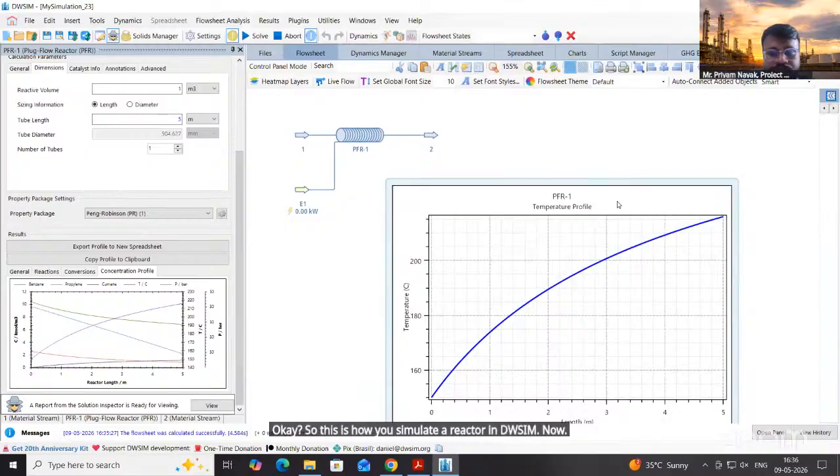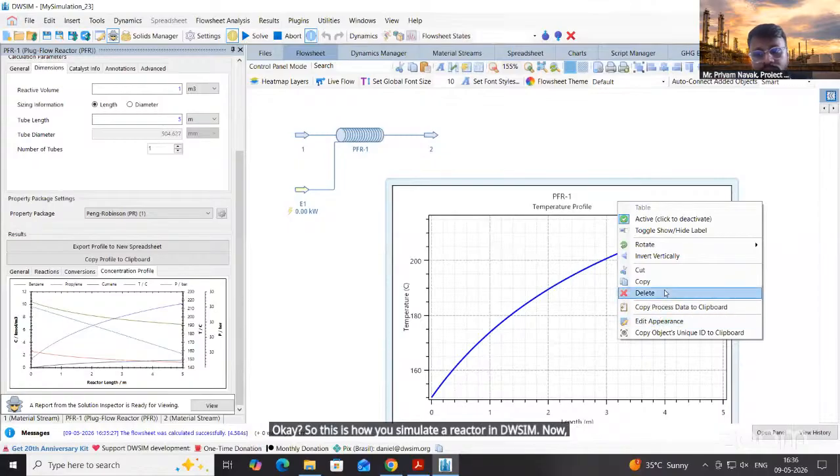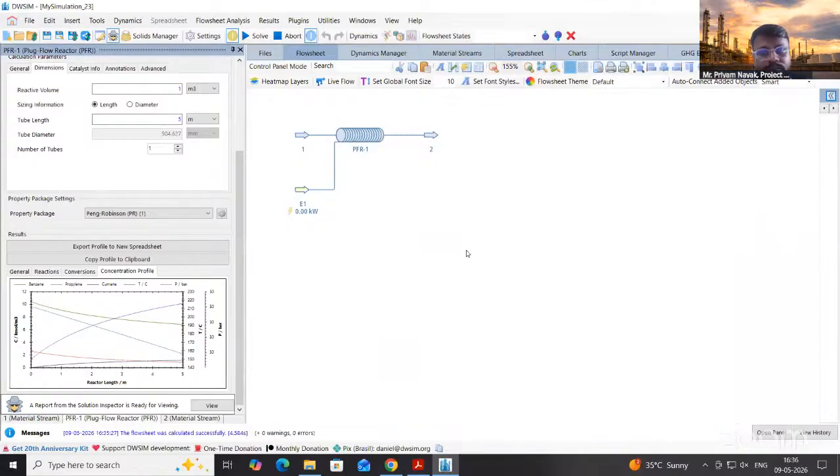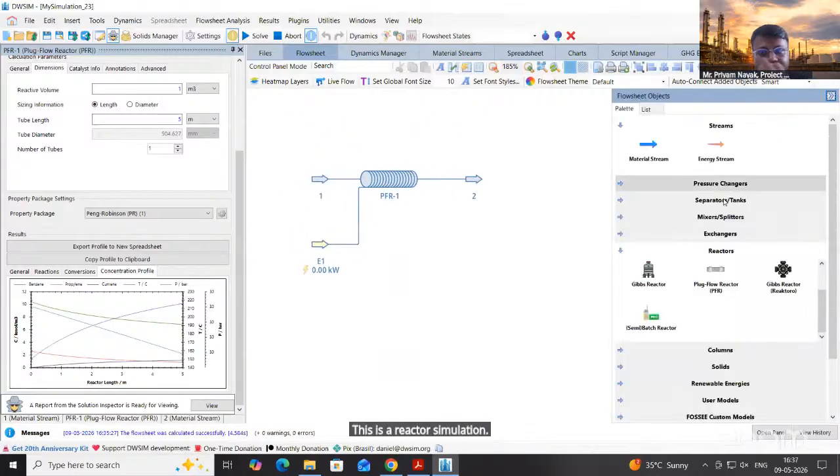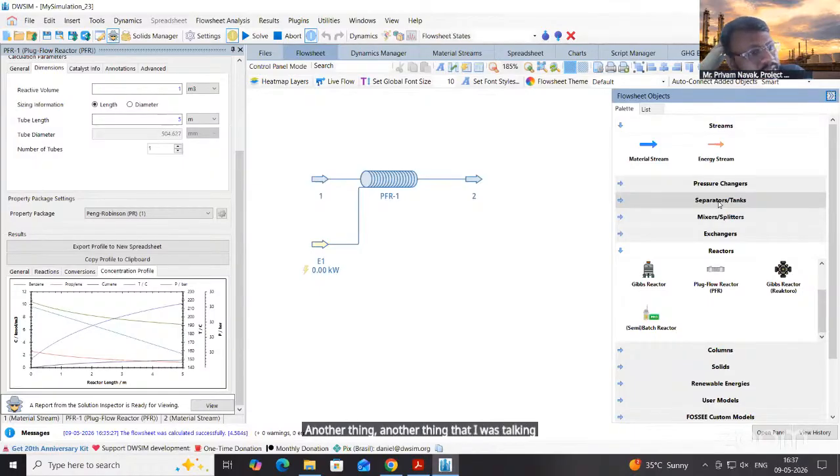Now, how much time do I have? This is a reactor simulation. Another thing that I was talking to you about earlier is Cape Open compliance.